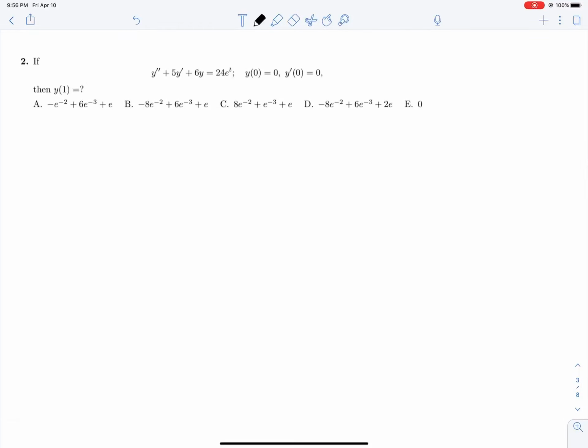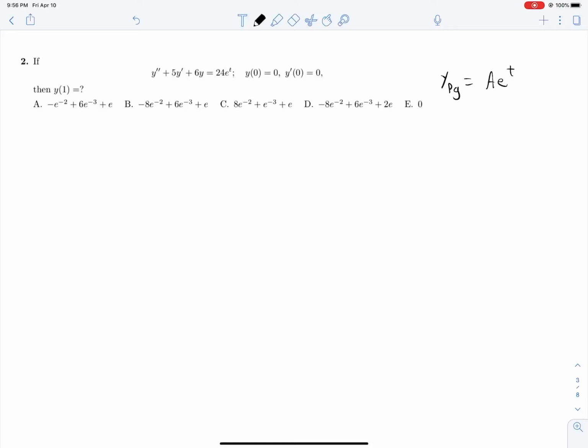Question 2. We're given this second order non-homogeneous differential equation with 2 initial conditions. And we are going to try to find y of 1. So similarly to what we did last time, we're going to make a guess. In this case, ypg is going to be a e to the t, because that's the form that our f of t term takes on the right-hand side.